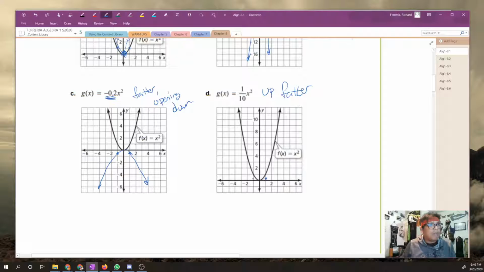And negative 1 and 1/10. Sorry, negative 1 and 1/10. That's right there. So that's almost a line, right? Very shallow curve. And of course, it should be symmetric around the y-axis.